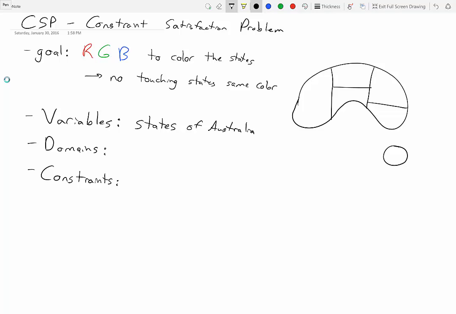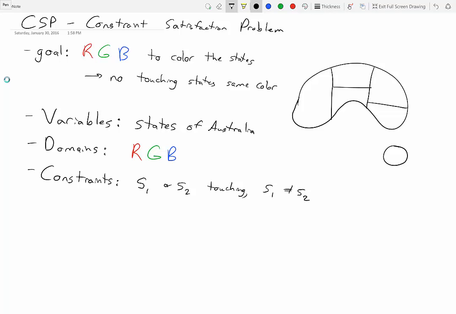Now, what are our domains? The domains are all the values that the variables can take on. So in this case, it's going to be R, G, and B, the three colors. Now, what are our constraints? Our constraints are going to be that for states S1 and S2 touching, then S1 does not equal S2.